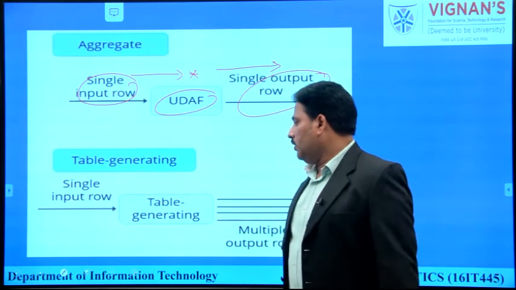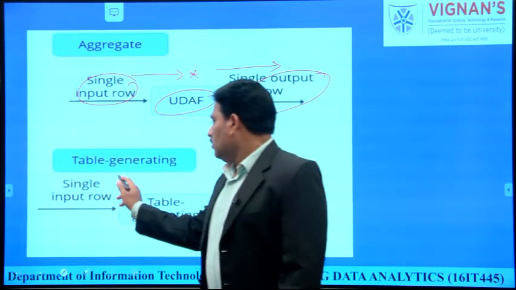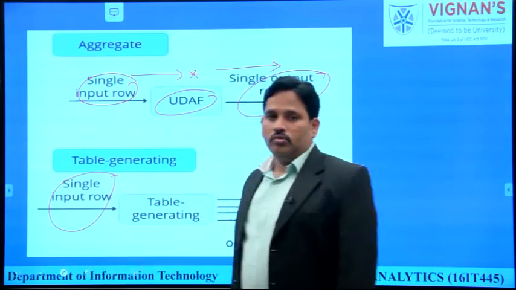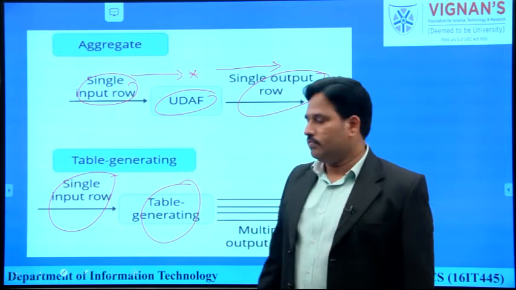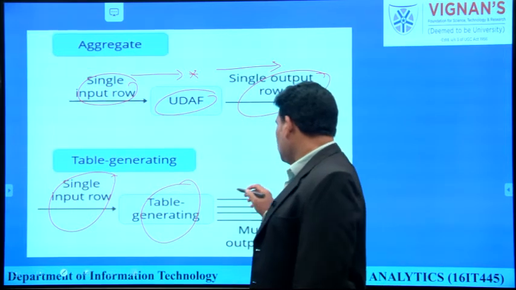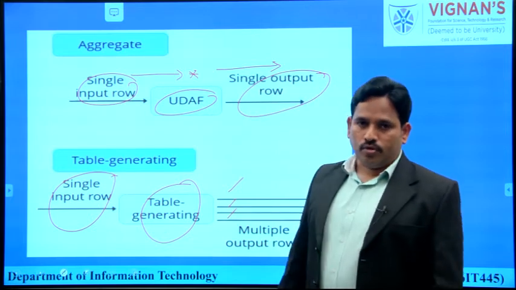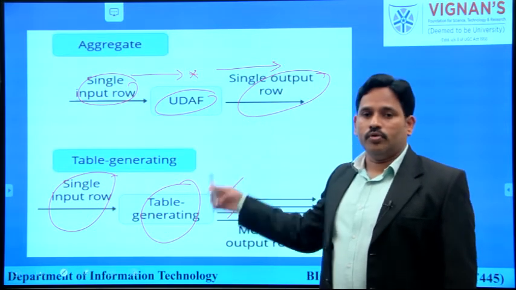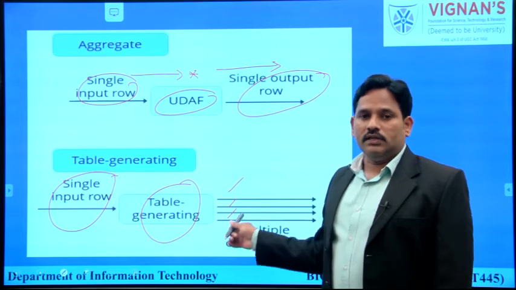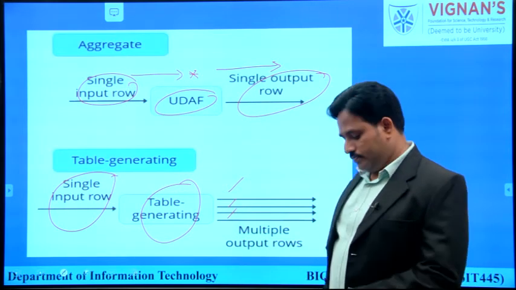Now if you want to apply table generating options, here also we apply a single input row and we apply UDTF functions, and what happens, it will generate multiple output rows. Whereas in UDAF only one output row is going to be generated, whereas in tabular representation it will generate multiple output rows.